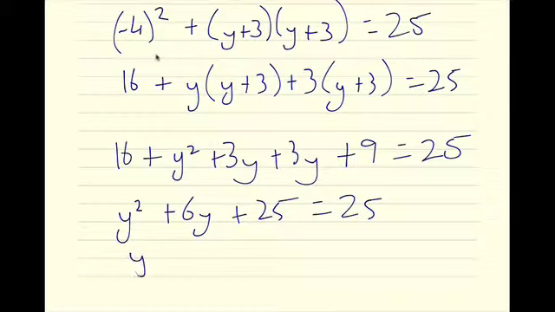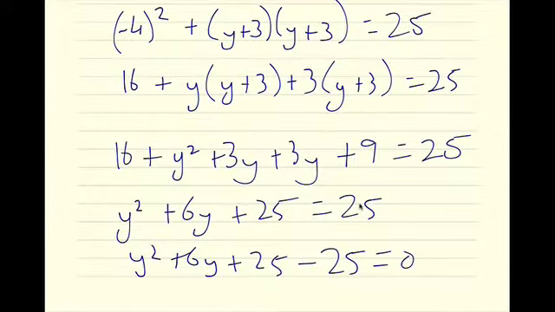So that's equal to y squared. We want to bring everything to one side. So I'll bring this 25. We want to get 0 on the right, so we'll bring it across. Plus 25 becomes a what, Liam? Minus 25 equals 0. So then I'm left with y squared plus 6y is equal to 0.